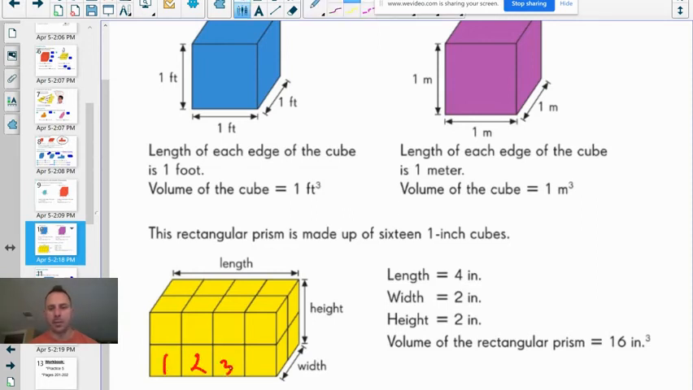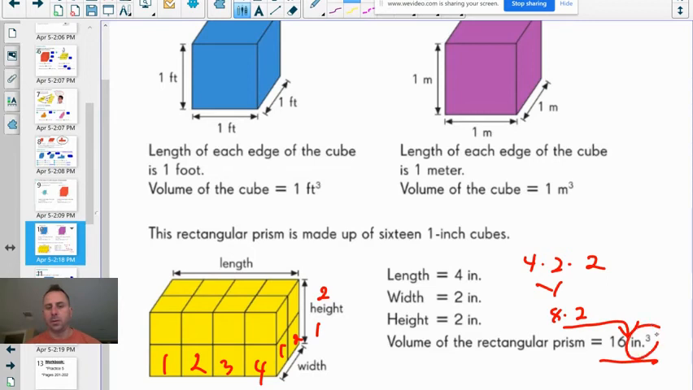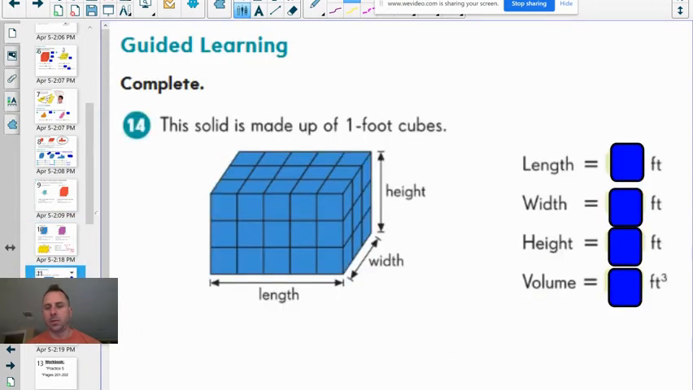Rectangular prism made up of 16 1-inch unit cubes. So the length, let me grab my pen, is 1, 2, 3, 4. The width is 1, 2, and the height is 1, 2. So you would do 4 times 2 times 2, and that would be 8 times 2, which would get you to the 16. And in this case, it's inches cubed.